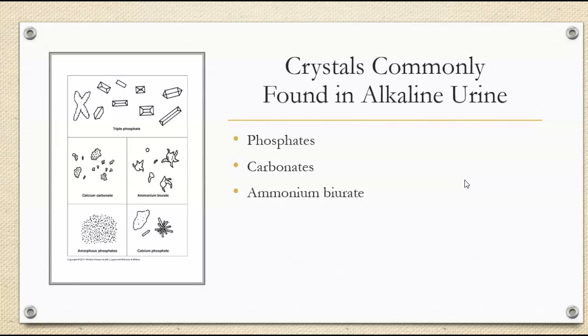So then we move on to crystals that we commonly find in alkaline urine: your phosphates, your carbonates, and your ammonium biurate. Again, triple phos is the most common one that we see. We can see ammonium biurate, but again, that's in older urines. Calcium phosphate, calcium carbonate, and then we can also see the amorphous phosphates, which are basically the sister to amorphous urates, except we find this one, the amorph, in alkaline urine. Often we just call it amorph. We don't distinguish phosphates or urates.